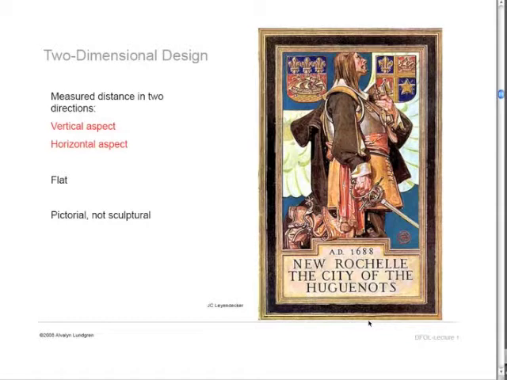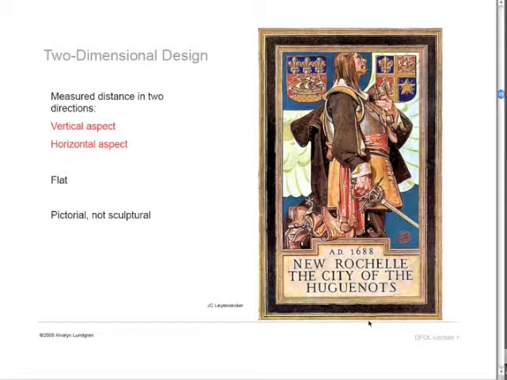This course is oriented toward two-dimensional design, which for graphic designers includes the print realm, and also web design and multimedia, because generally we are working in two aspects, height and width. So two-dimensional design deals with basically flatness, measured distance in two directions. We have a vertical aspect and a horizontal aspect, and there's a start and stop to those distances vertically and horizontally, and it's flat, and it's considered pictorial space, not sculptural space.